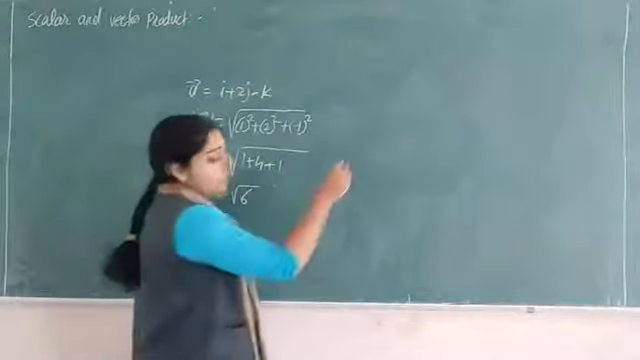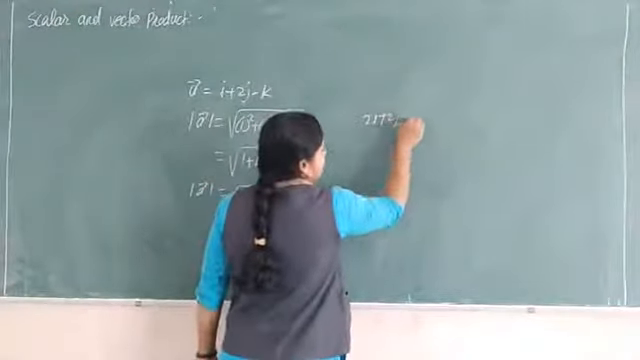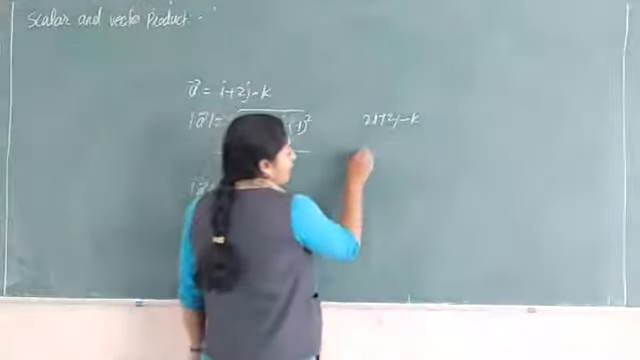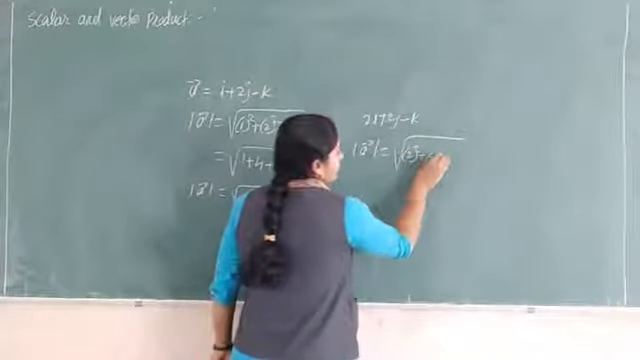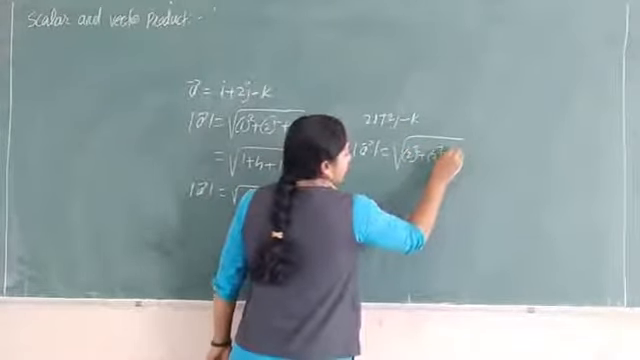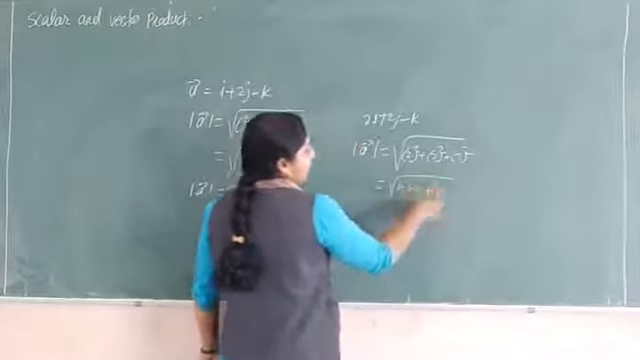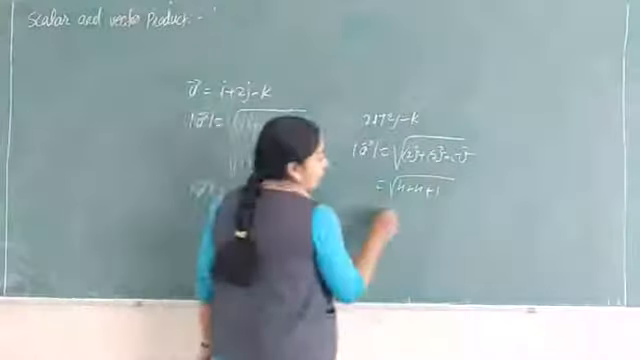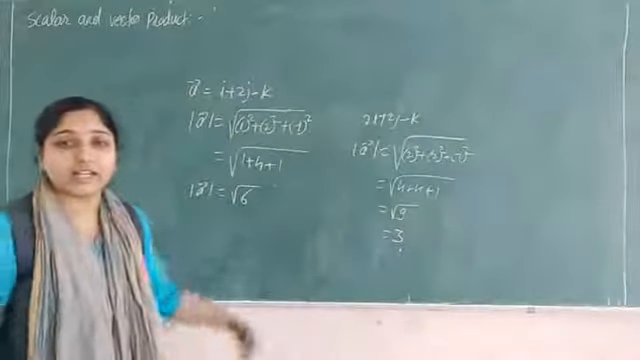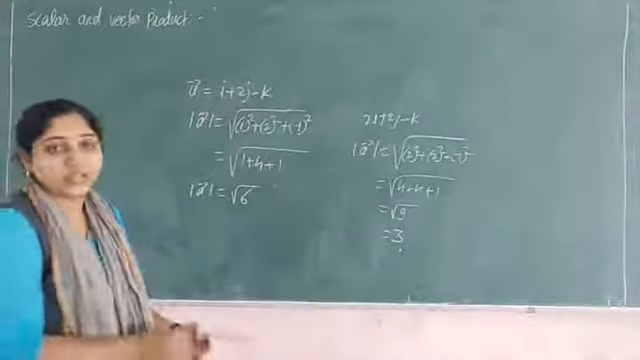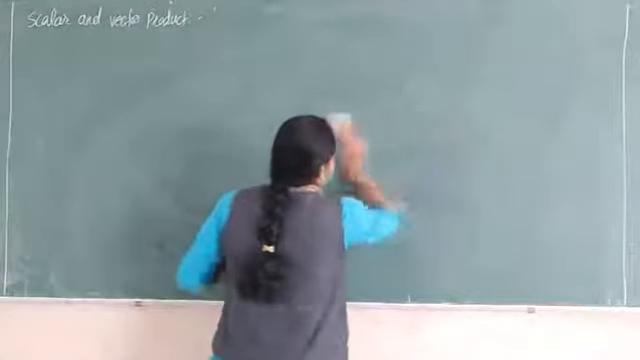Okay, similarly we have 2i plus 2j minus k. The modulus of vector A is equal to root of 2 square plus 2 square plus minus 1 square. So 2 square is 4, plus 4, plus minus 1 square, which is plus 1. So 4 plus 4 is 8, 8 plus 1 is 9, and root 9 is a perfect square because we can write 9 as 3 into 3. So the value of this is 3. Okay, so this is about the modulus of the vector, and how to find the modulus of the vector.